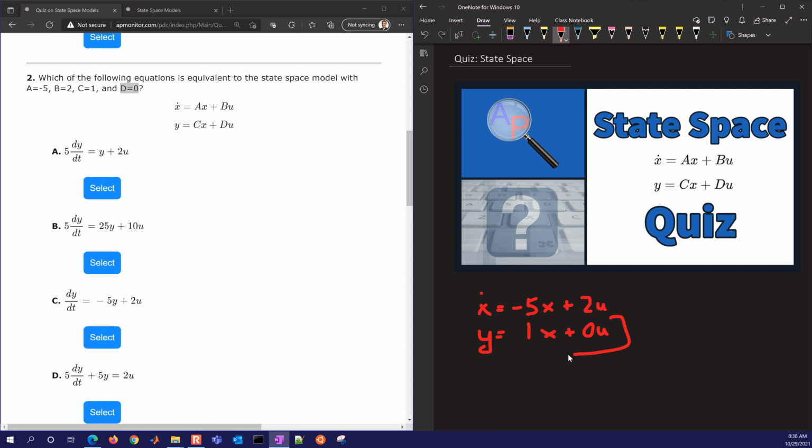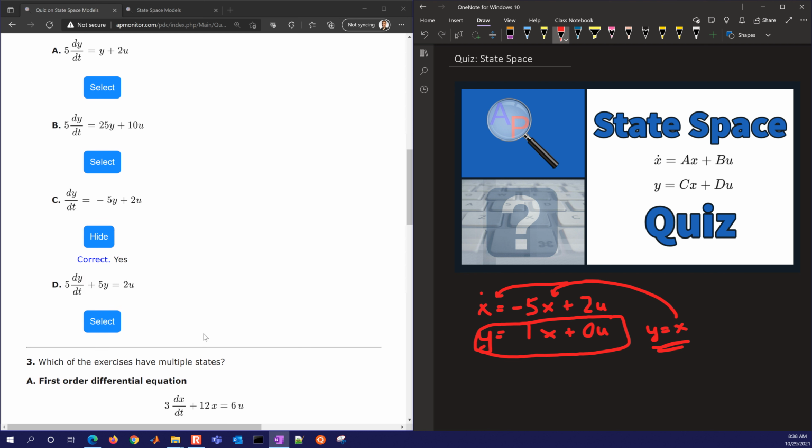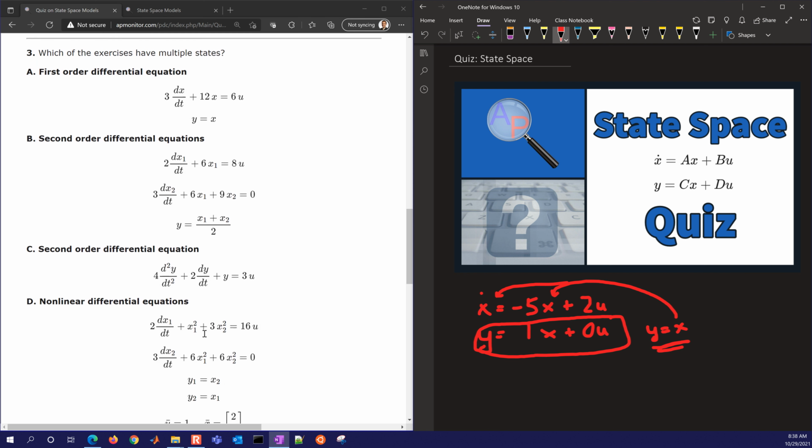So this equation right here is basically just y equals x. If I plug that back in here, and also the derivative, then I come up with answer C. That one is going to be the correct answer because I've reduced this down just knowing that the output y equals the state x. All right, let's go down to the next one.